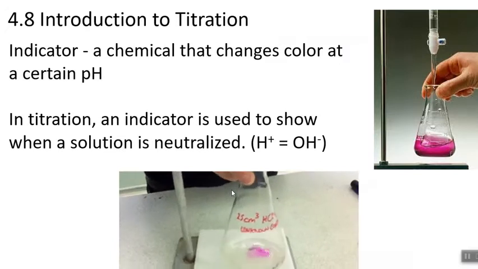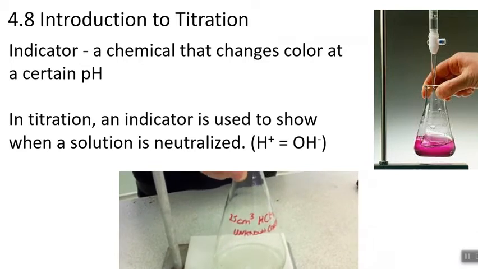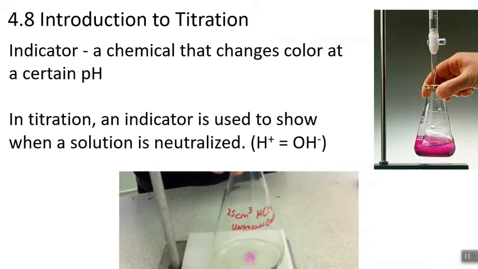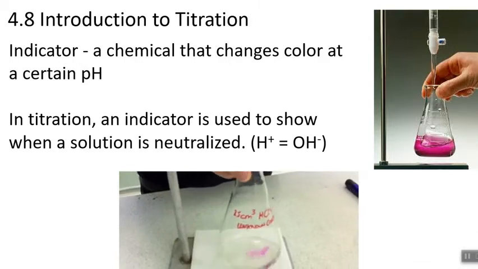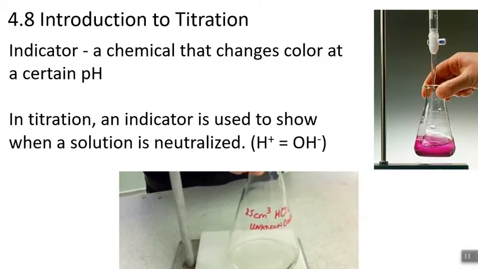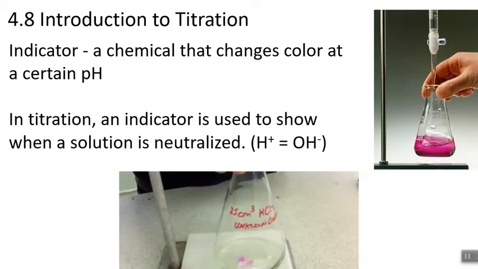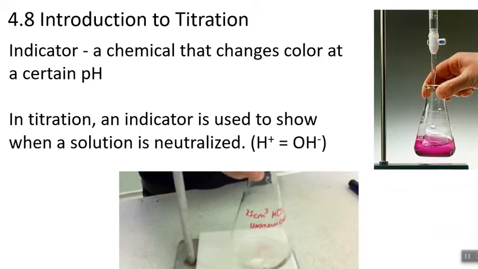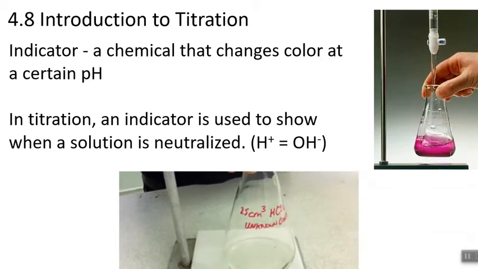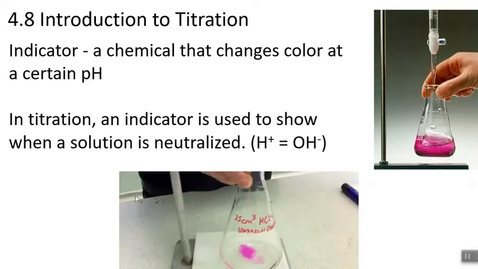We also talked about indicators. Indicators will indicate when the acid or base has been neutralized. An indicator will either show that something is acidic or basic, and once it's neutralized, it begins to flip to the other, base or acid. So once again, the H+ ions are equal to the OH- ions, the indicator changes the color of the solution, and that's when the titration is ended.